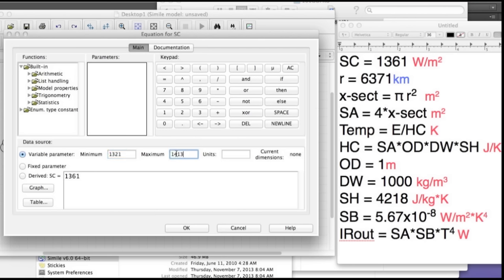1,413, because actually we don't have a perfectly circular orbit, and when we are at our closest approach to the Sun, perihelion, about January 3rd, we get 1,413 watts per square meter. And at our farthest approach from the Sun, which is in about June, we get 1,321 watts per square meter. So this 1,361 is the average through the year, and that's what I'm going to use for my beginning values.